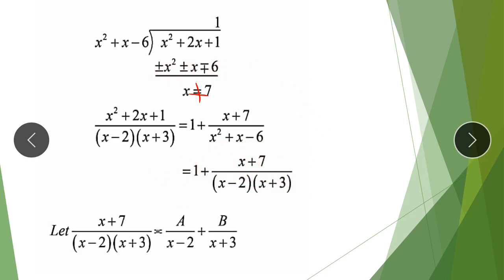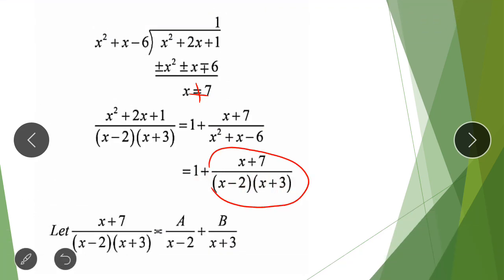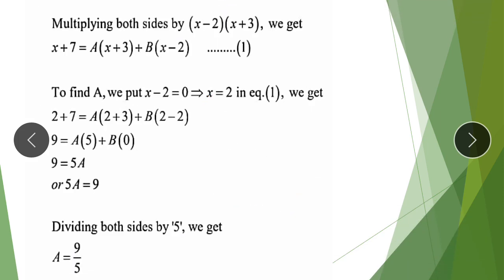For now you have to ignore plus 1 and we are going to make the parts of this portion. I am going to highlight this. We are going to make the parts of this fraction, and 1 we are going to write later. So the resultant partial fraction is a divided by x minus 2 plus b divided by x plus 3. Okay, let's go with the next then.